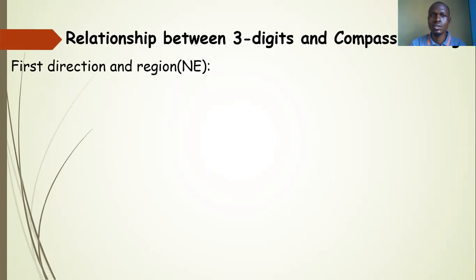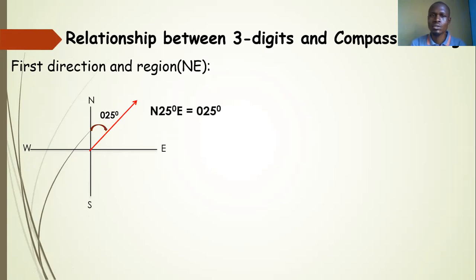One, you have the first direction. Talking about the first direction, you have the north, the south, the west, and the east. The first direction is the northeast. If we say northeast is the first direction, rotating from the north, you have 25 degrees. How is this written in compass form? North 25 degrees east is the compass form. 025 degrees is the 3-digit form.